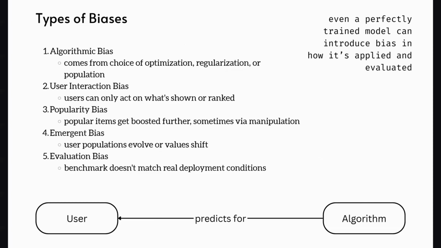The second edge is the algorithm to user edge, basically using the algorithm to predict something for the user. There are five biases here. First is the algorithmic bias. This comes from the choices that you are making during the training process, during the modeling process, like your optimizer choice, what regularization you are using. So two teams using exactly the same dataset, identical data, can still have two different models because of these differences, and these are the biases that come due to the algorithm.